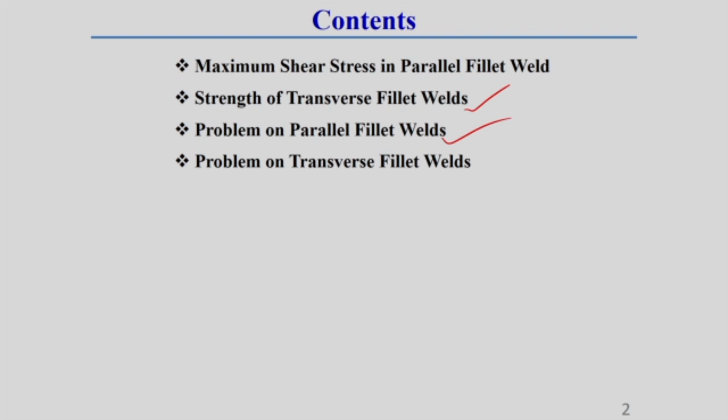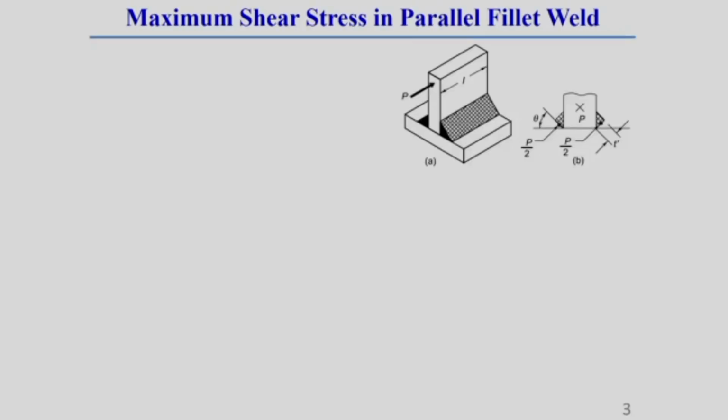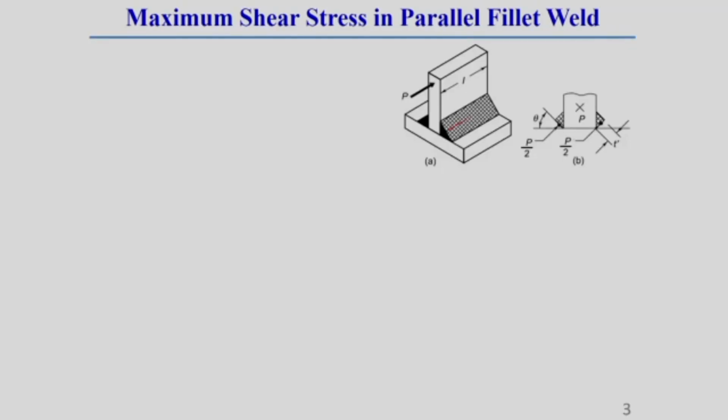So, first of all I will discuss maximum shear stress in parallel fillet weld. We know that depending upon the type of loading in a structure, the fillet weld joint can be categorized into two different types. One is called parallel fillet weld and another is called transverse fillet weld. In parallel fillet weld, the load is along the length of the weld direction. This is a weld, and this is along its length, where the weld length is L.